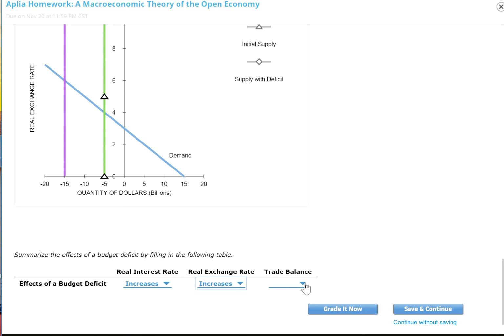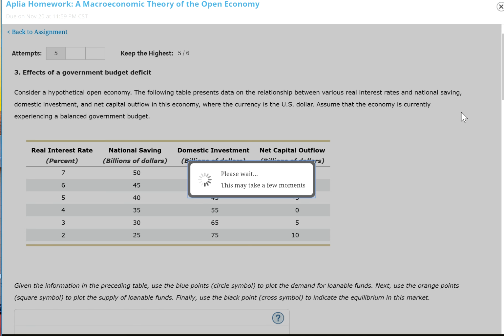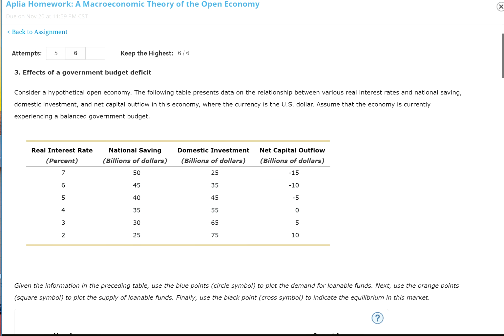And then the last one, the trade balance. This will be a deficit, because if your currency becomes more valuable, that means foreigners will buy less of your domestically produced goods, and also the imports are cheaper now, so you're going to have more of a trade deficit. All right, so let's grade it now. Hopefully we get everything right. All right, so we got everything right this time.